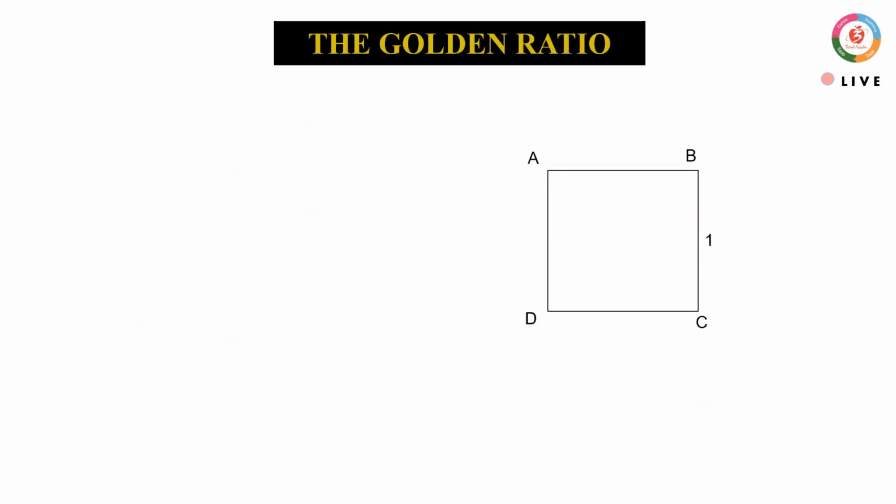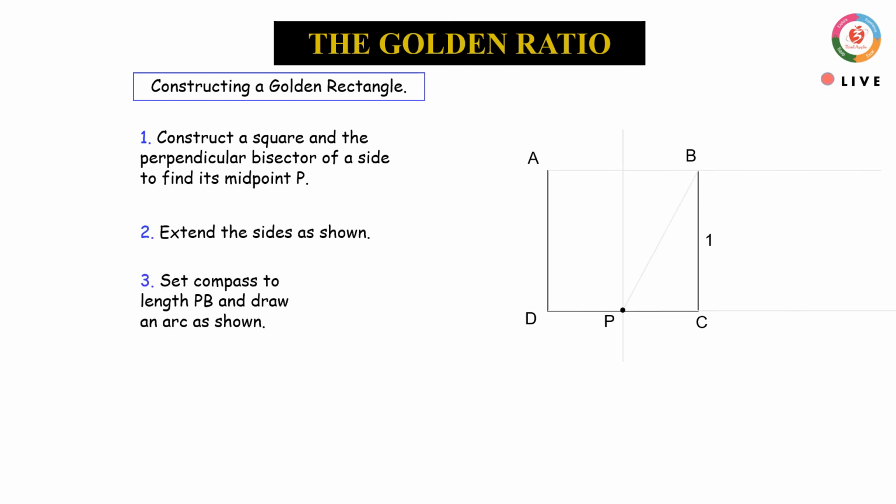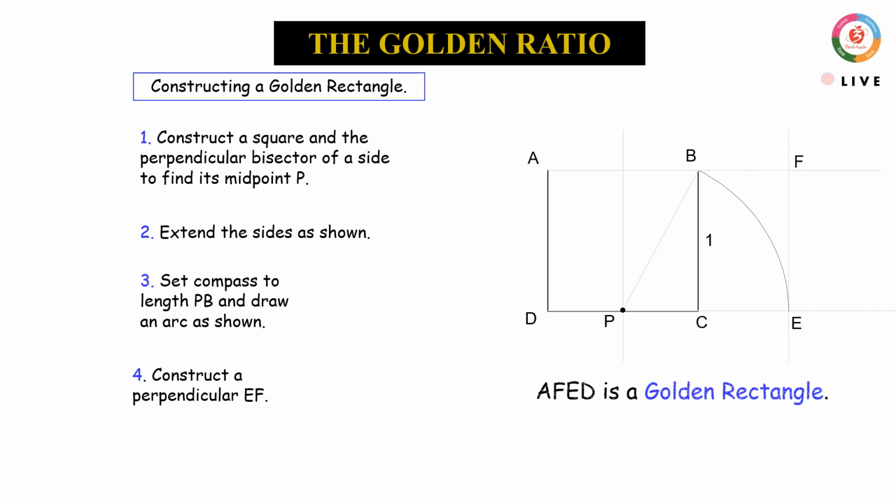How to draw a golden rectangle? First take a square ABCD, find the midpoint of the baseline, that is P. With the length BP, cut an arc and mark that point as E. Draw a perpendicular EF. Now AFED is a golden rectangle. This is the way to construct a golden rectangle.